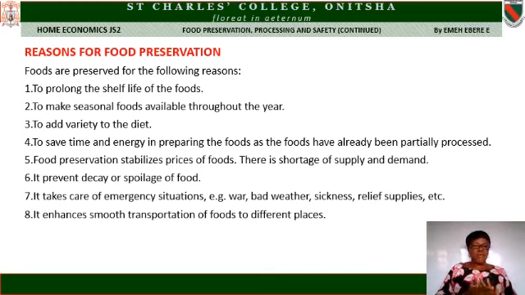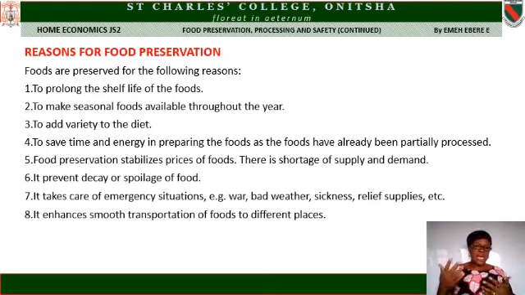Number 5, food preservation stabilizes prices of food. There is shortage of supply and demand. Food preservation helps the prices to be stable. They are no longer high in prices because the food is always available at any season. Number 6, it prevents decay or spoilage of food.